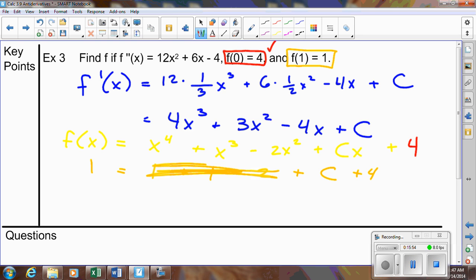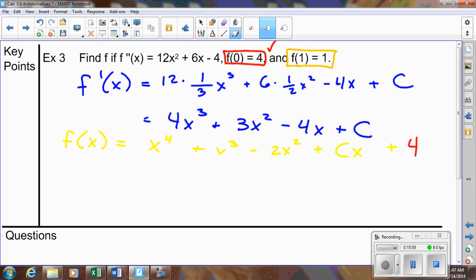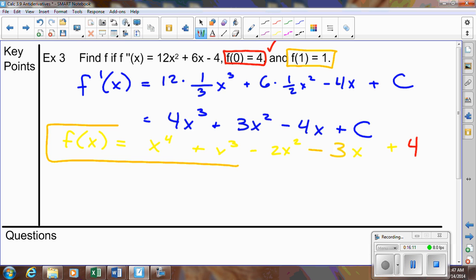So we can now back all this part up even further and say, now we know C, minus 3. And there we go. We have our function. The specific antiderivative based on using the initial conditions. The initial conditions helped us figure out what the constant is supposed to be.